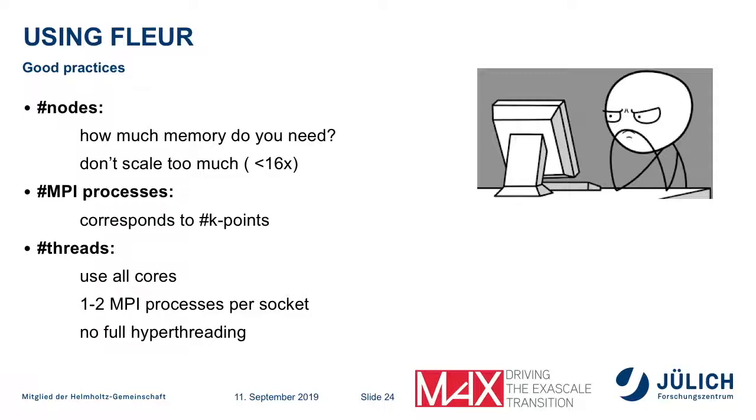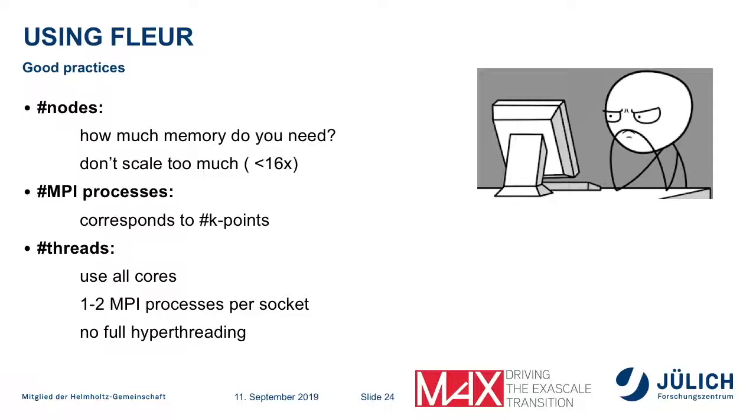Usually it's a good idea to use 1 to 2 MPI processes per socket. And don't use full hyperthreading. For this kind of code, it's usually not good. Hyperthreading is starting several threads on one core.